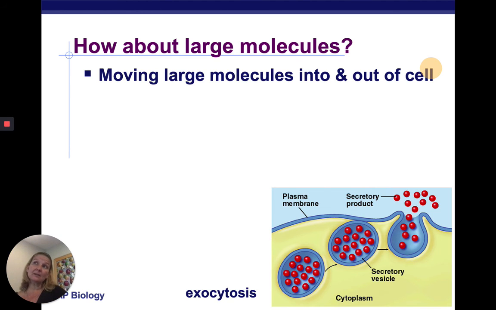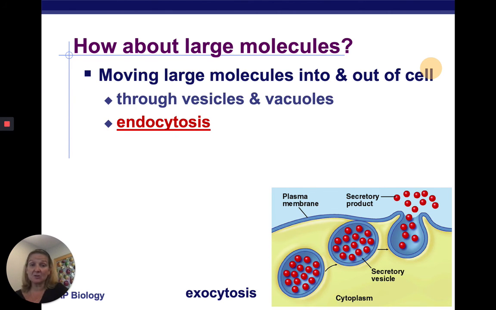So for instance, your white blood cells, I talked about how they're always touching your cells and figuring out what's supposed to be there, what isn't. Well, if your white blood cell encounters a bacterium, for instance, it's actually going to engulf that bacterium, bring it inside the cell, fuse it with a lysosome inside the cell, and destroy it. That's how white blood cells work. Okay? So it does that by what we call bulk transport, meaning big stuff. So we use vesicles and vacuoles to do this.